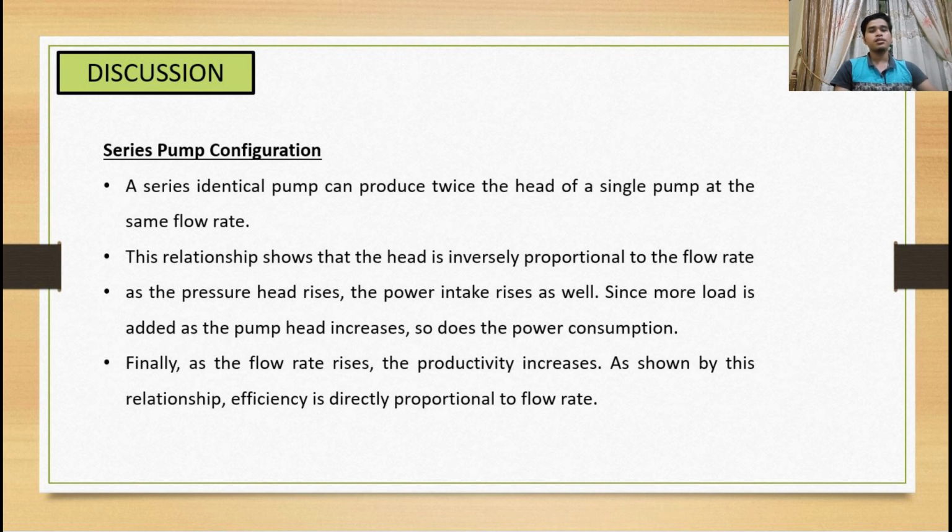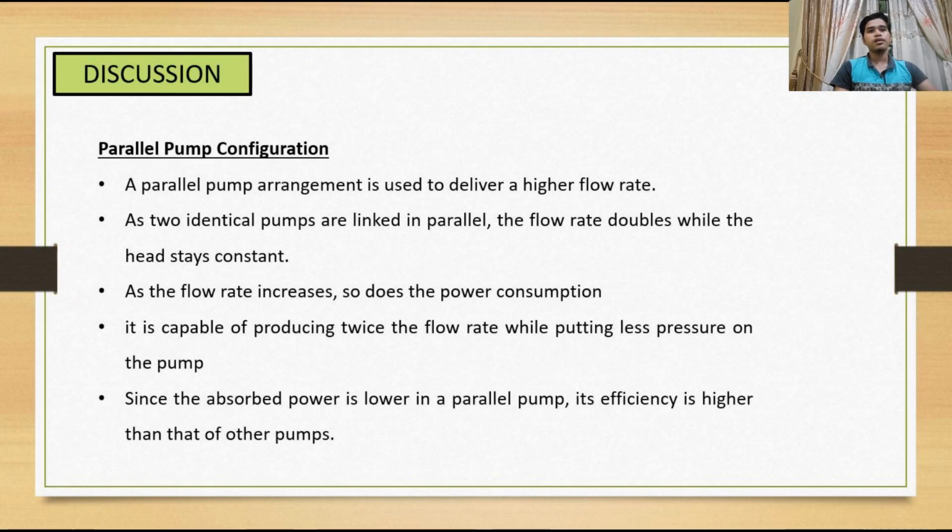The last one is the parallel pump. The design of the pump has a significant effect on the supplied flow rate and net head to the system. Even though two similar pumps are used in a piping system, to deliver a higher flow rate, a parallel pump arrangement is used. The performance curve is obtained by adding the flow rates of two pumps connected in parallel at the same head. The flow rate doubles as two similar pumps are connected in parallel, while the head remains unchanged.